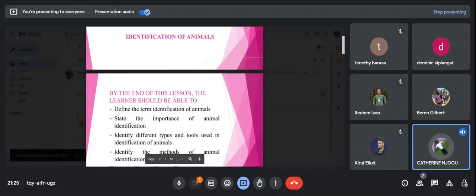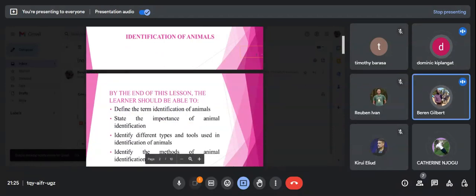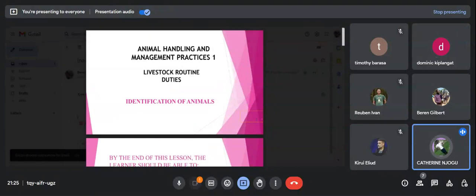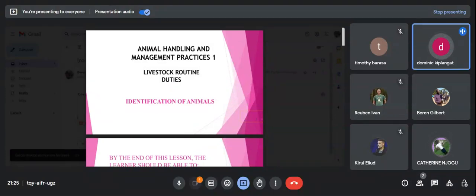Those who are not unmuted, please unmute yourself, so that you can start. Or mute yourself, sorry, mute yourself. So the last lesson we were still on the livestock routine duties, that is under the animal handling and management practice one. And we discussed about vaccination.